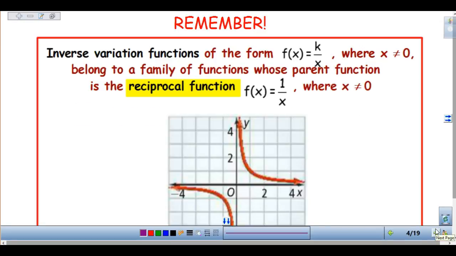Okay, so inverse variation, that's what you guys just took your quiz on. That was k over x. Remember, x can't equal 0, so we just said it would be undefined. So what we are going to graph today, our parent function is going to be 1 over x. Okay, so this is what the curve looks like.